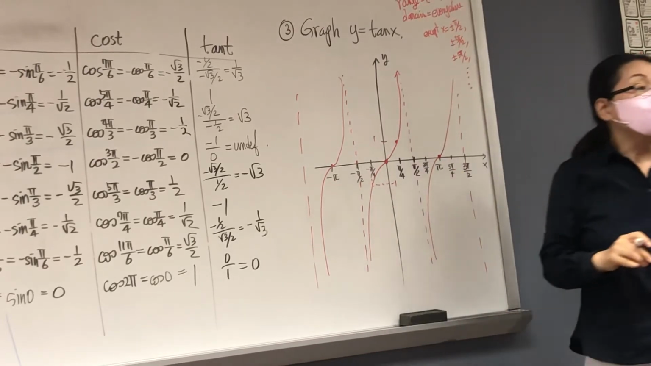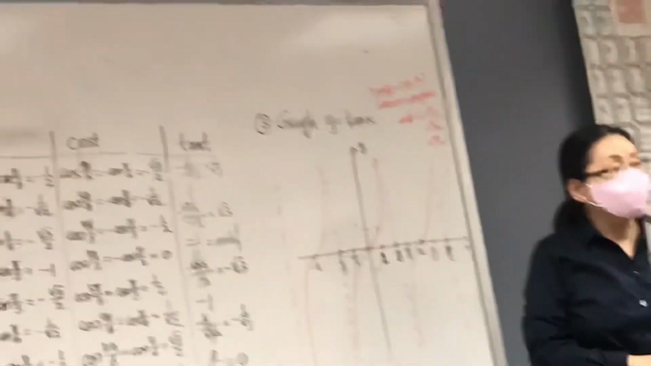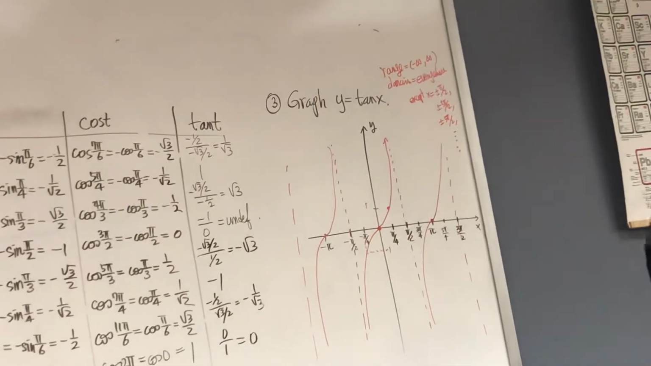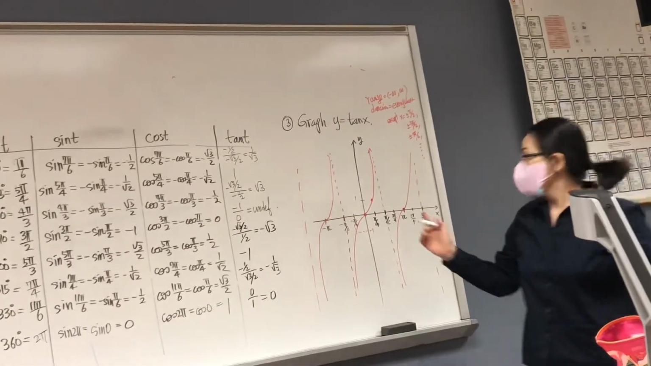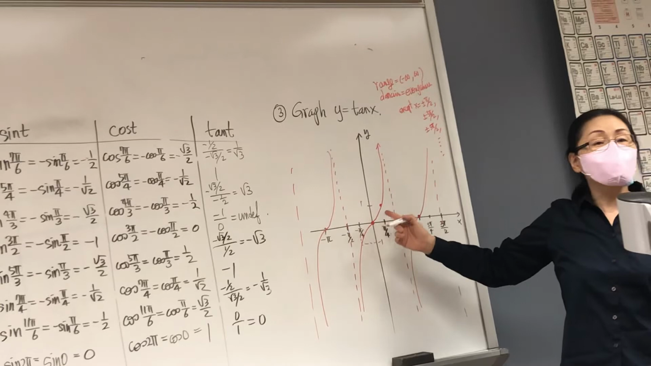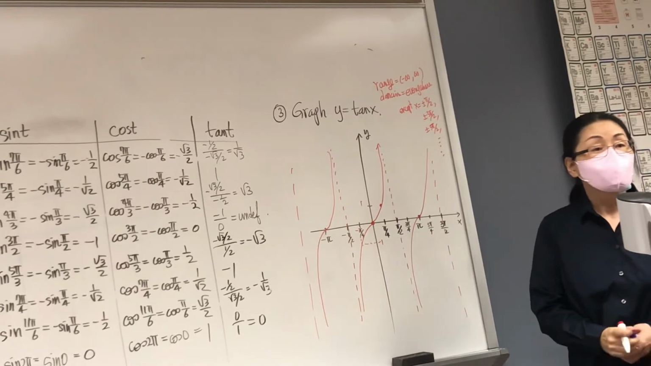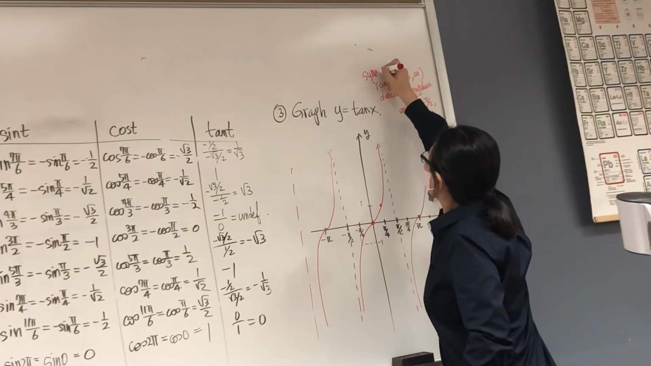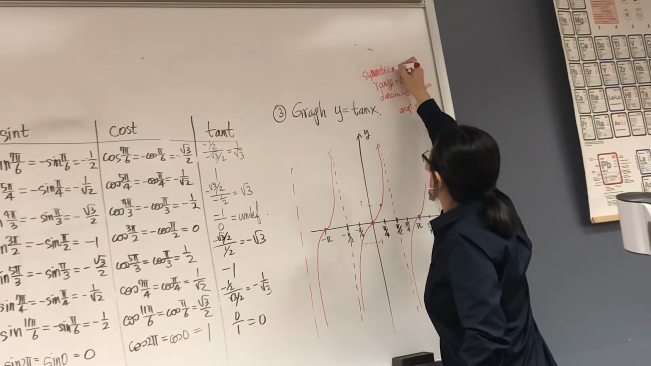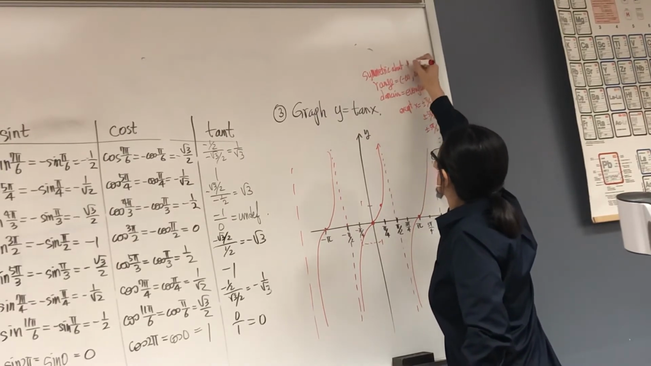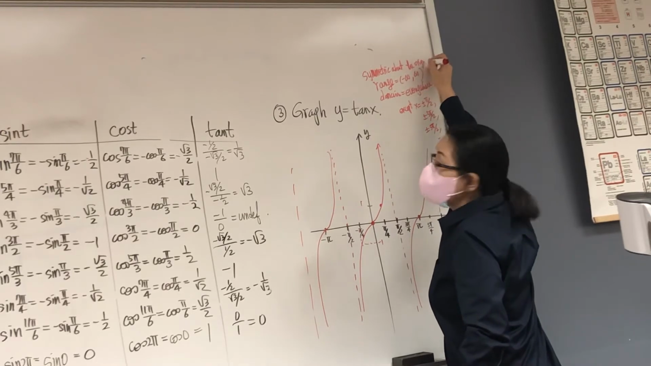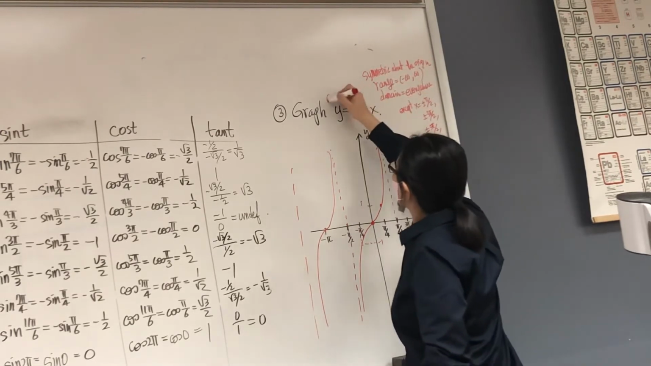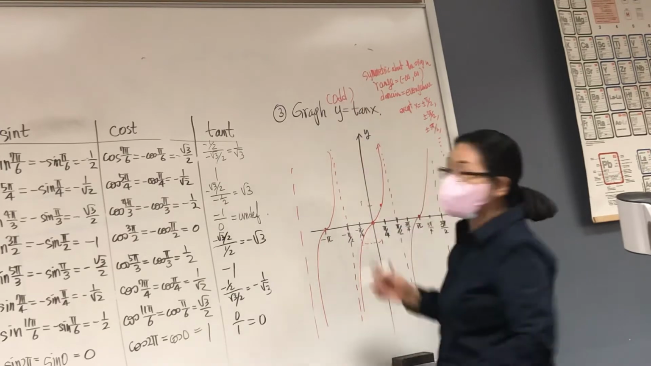Now, this graph is what? An even function, an odd function, or neither? This is symmetric about what? About the origin. Good. So it's an odd function. Am I right? So this is an odd function.